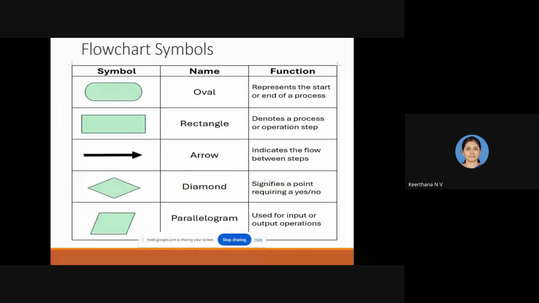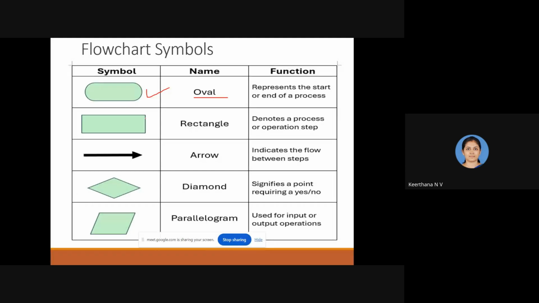These are the basic symbols used in a flowchart. The first symbol is the oval. It is used if you are representing the start or end of your problem. This will appear at the start of the problem and the ending of the problem.